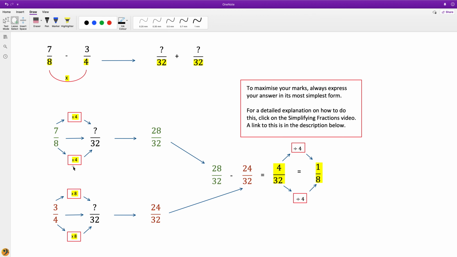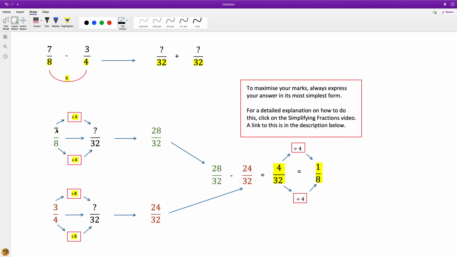So, golden rule, what we do to the bottom of a fraction, we must do to the top. Then we convert the numerator. We go 7 times 4 is 28. So 7/8, an equivalent fraction of that, is 28 over 32. They're still equivalent, they're still equal.